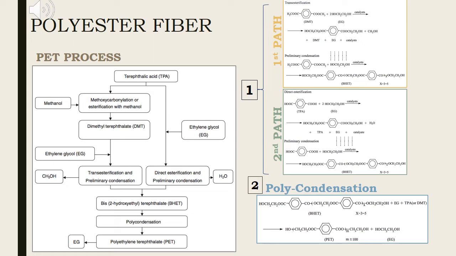Second step, which is polycondensation, starts by BHET production through esterification and preliminary condensation. In this step, BHET makes intermolecular condensation reaction to produce PET with the release of ethylene glycol. The reaction is shown in slide.